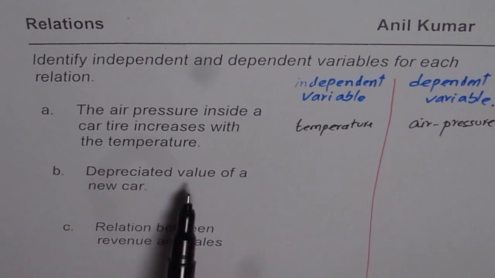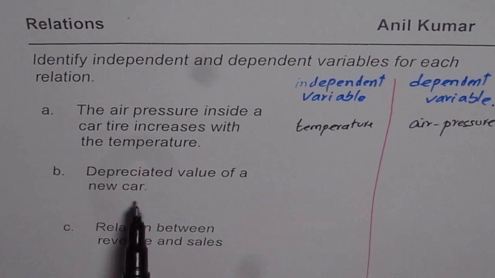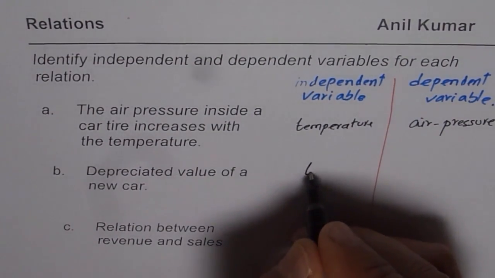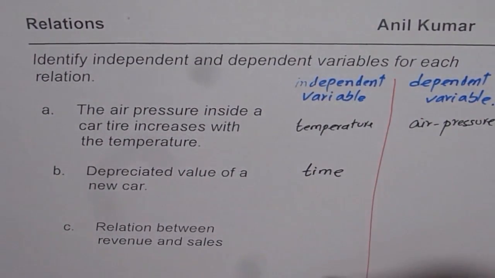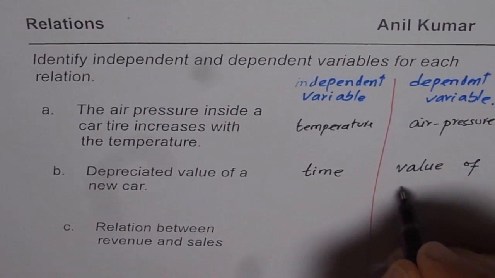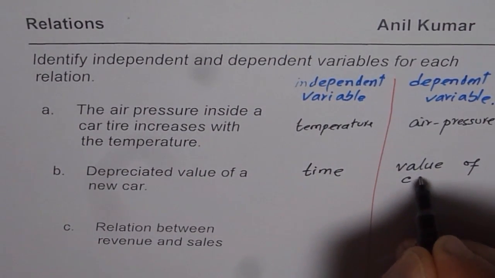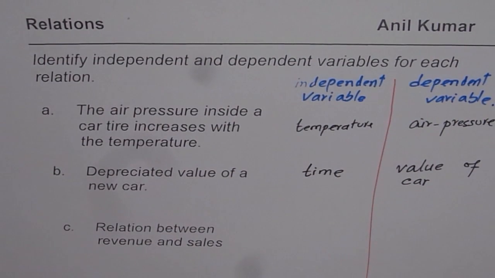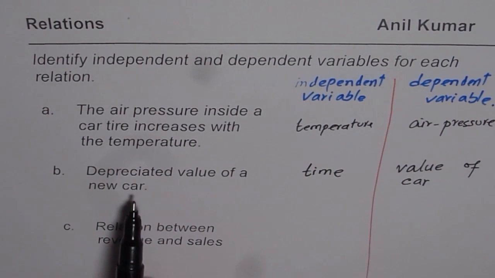Now part B is depreciated value of a new car. So what is independent here? Depreciated value of a new car. That means with time, the value of the car is decreasing, right? So time in this particular case is independent variable, and value of car is dependent on time, right? So value of car, that is the depreciated amount, is the dependent variable. So as you see in this example, it may not be very apparent. So you may have to think about a situation and then find the solution.